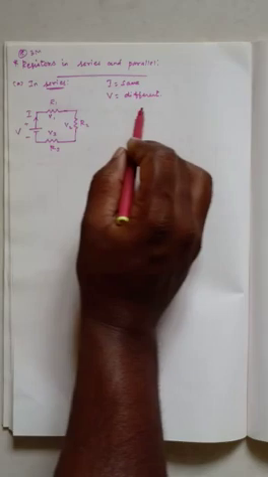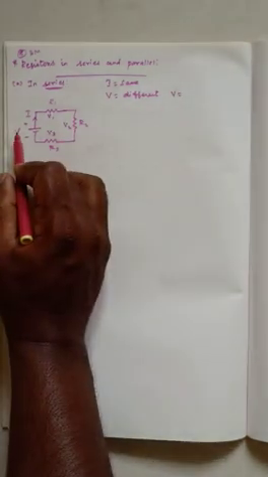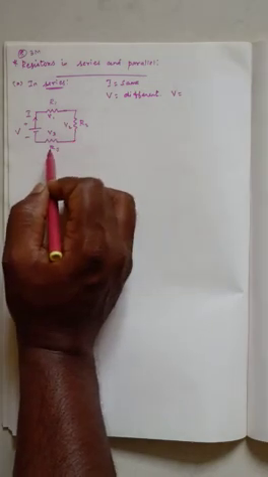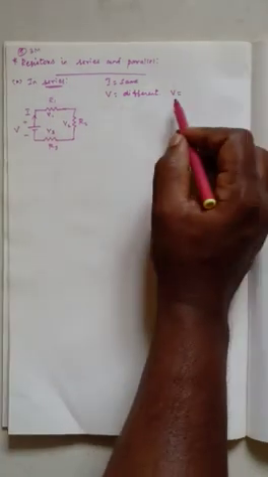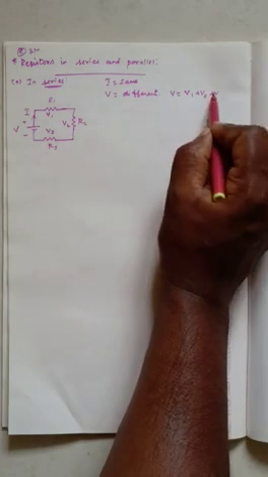So which one will be different? You can find that the total potential difference V is equal to the sum of all the potential differences V1, V2, V3. So V is equal to V1 plus V2 plus V3. Put this as equation number 1.